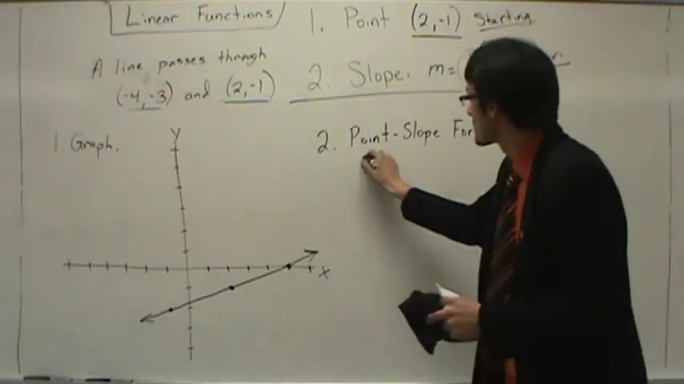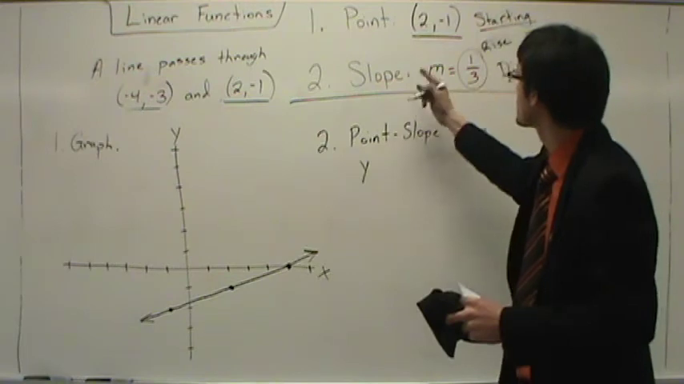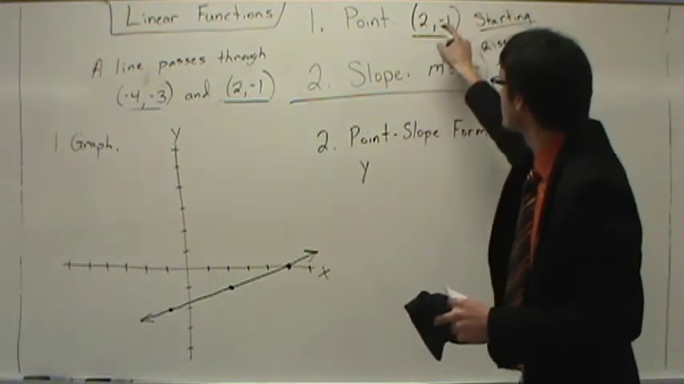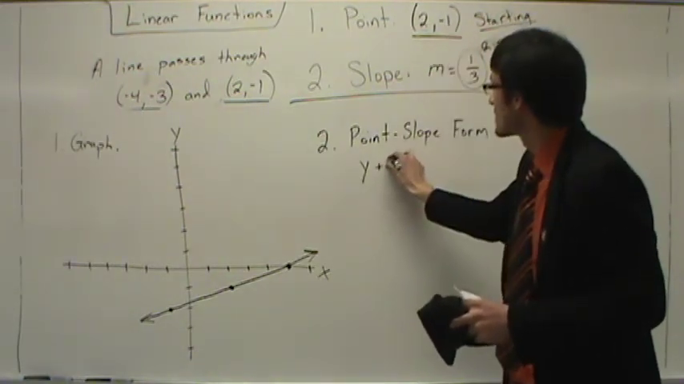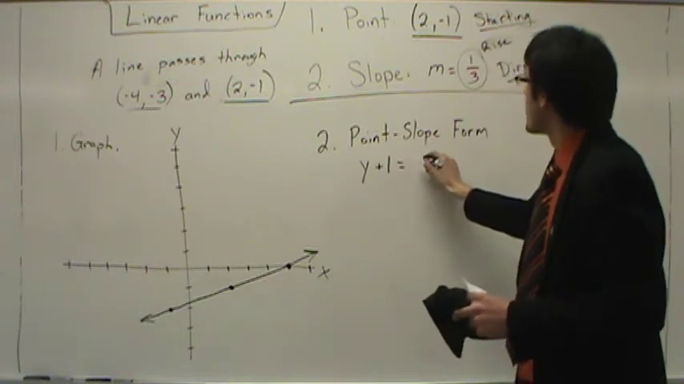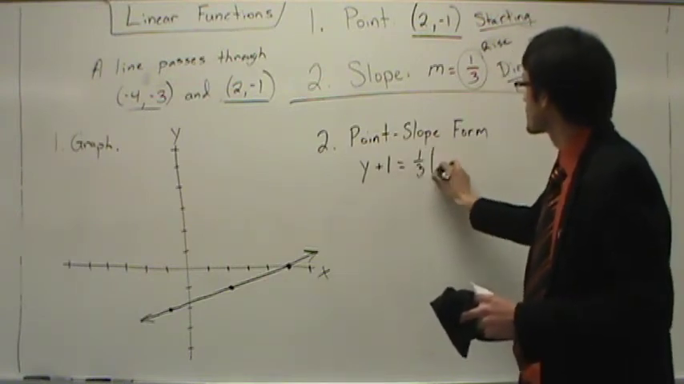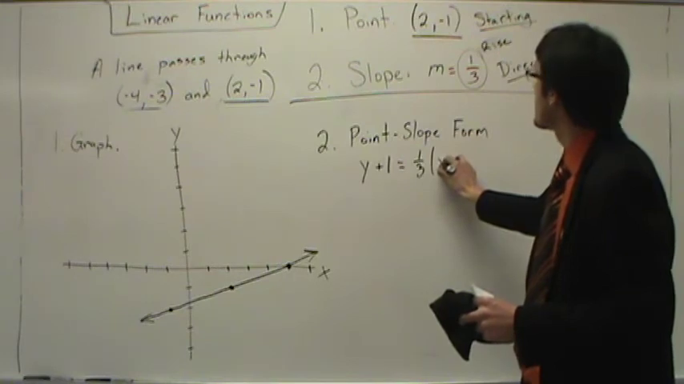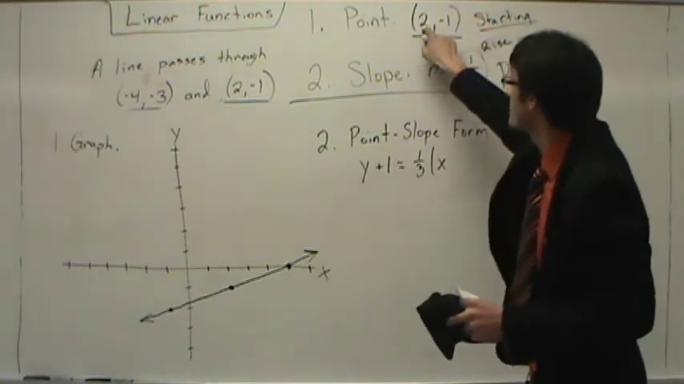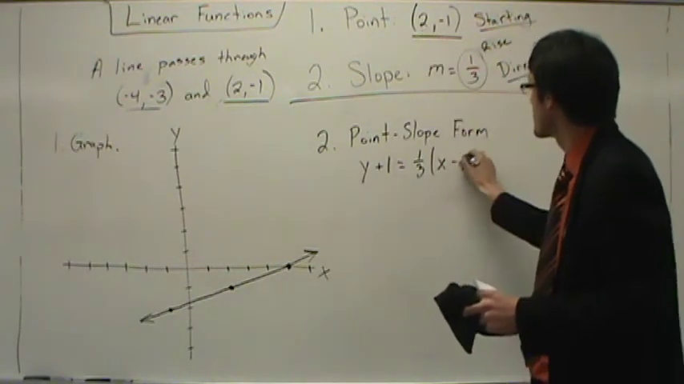And point-slope form says we start with y, and the opposite of the y value of our point. Our y value is negative 1, so in the equation we're going to put positive 1 equals, now put your slope, 1/3 times quantity, our x, and now the opposite of your x value. Since your x value is 2, put the opposite of that. The opposite of 2 is negative 2.